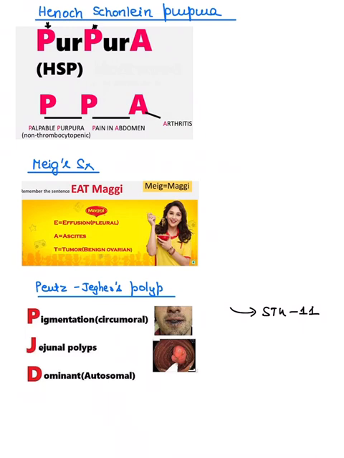Now coming on to Meigs syndrome. So what happens? Meigs syndrome is a triad. You can remember Meigs syndrome is like eating a Maggie. E for effusion, that is pleural effusion, A for ascites, and T for tumor, that is benign ovarian tumor.